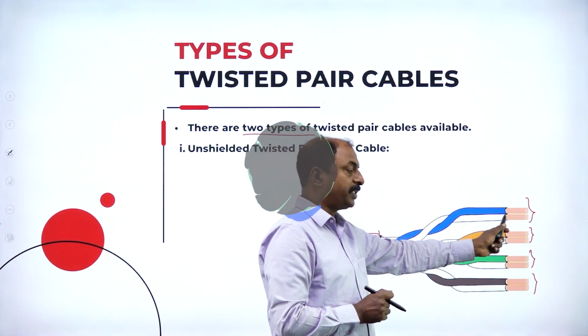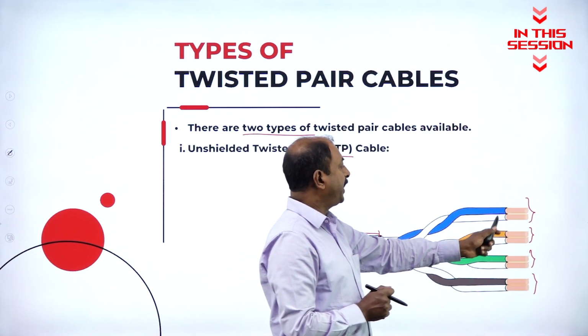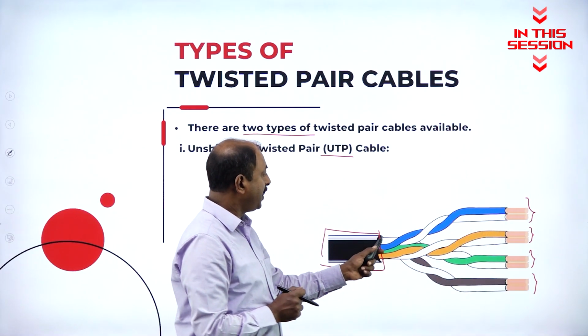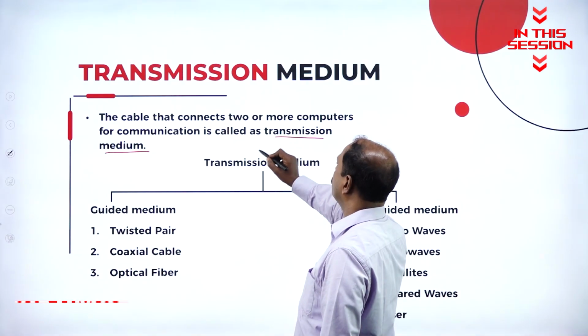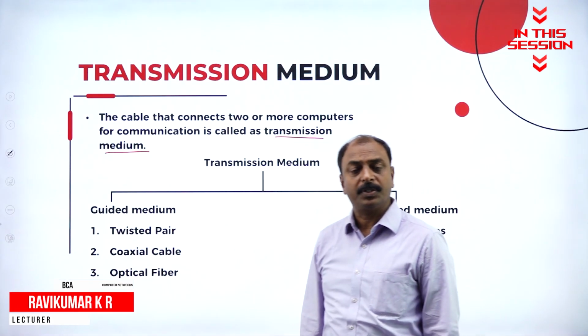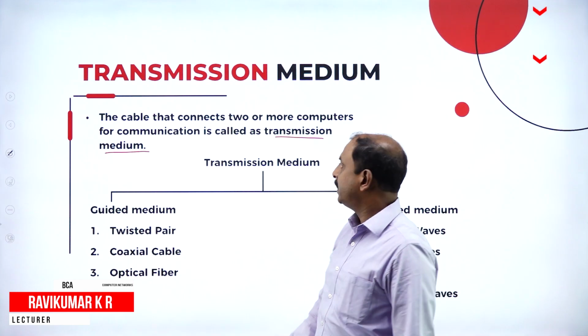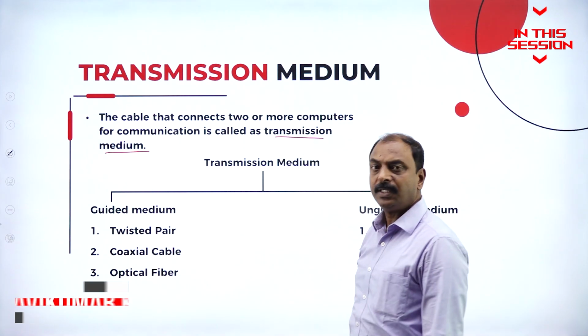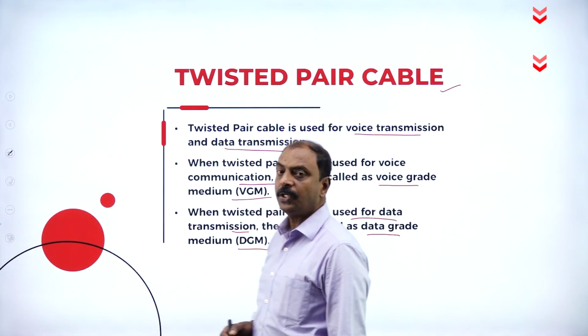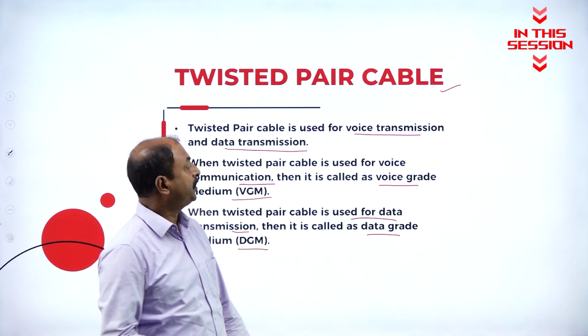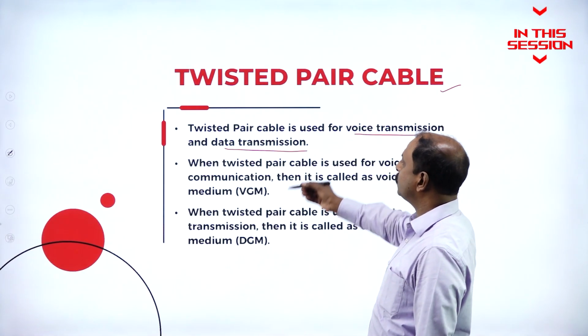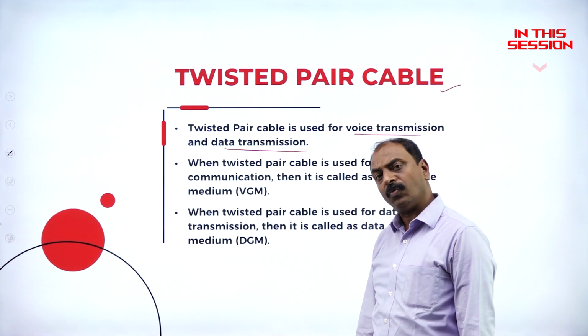Two cables are twisted to form one pair, and a number of pairs will have one outer shield. How we are going to connect the two computers for communication, that is the definition of transmission medium. Twisted pair cable is used for data and voice communication. Twisted pair cable can be used for both data and voice transmission.